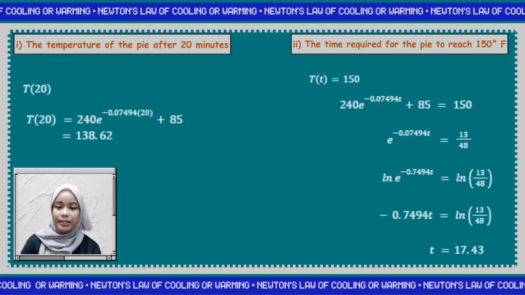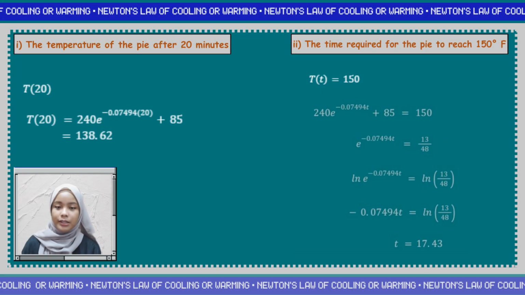The first question is to determine the temperature of the pipe after 20 minutes. We can write this as T(20). Just substitute the value of t into the final equation and solve. We got the answer, 138.62.